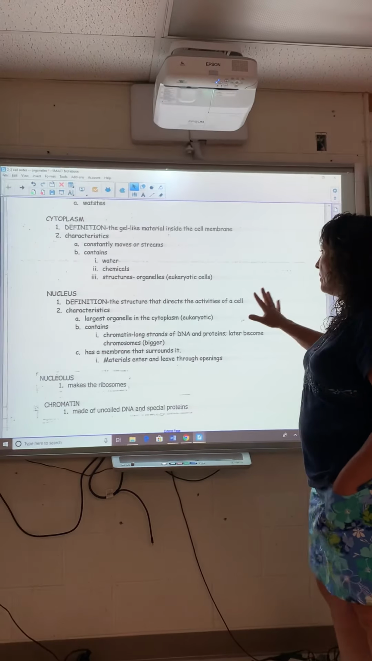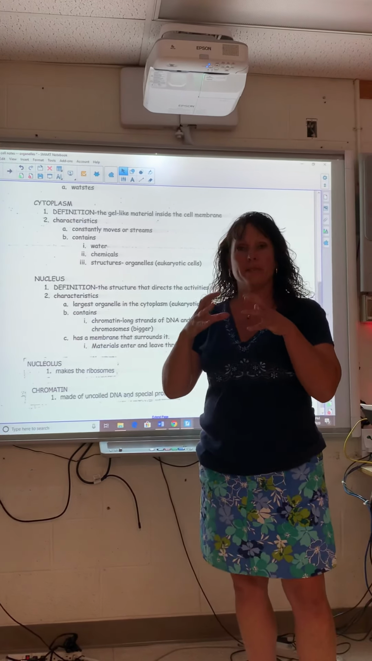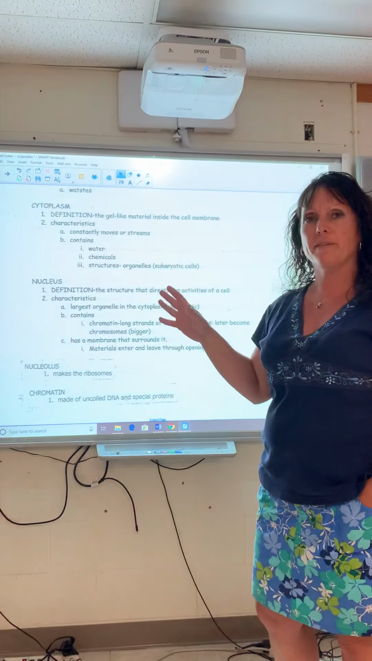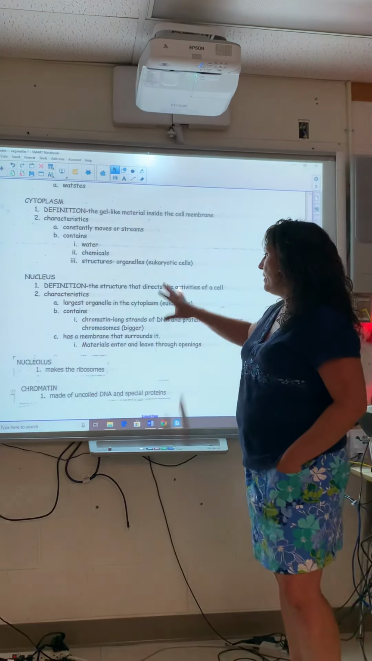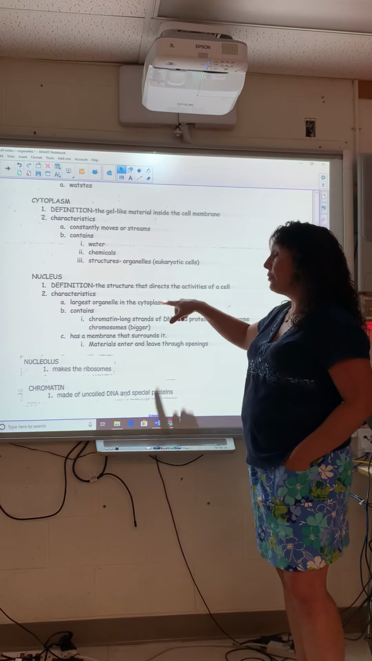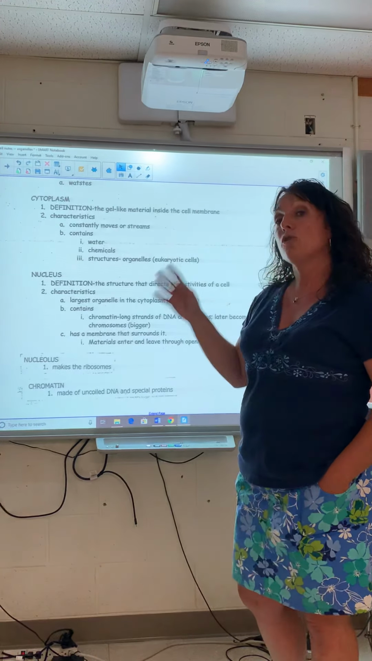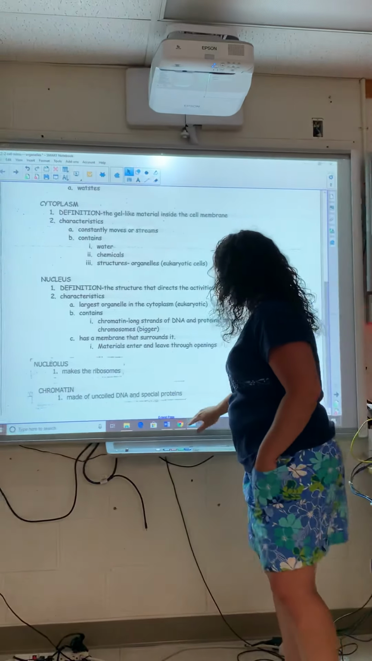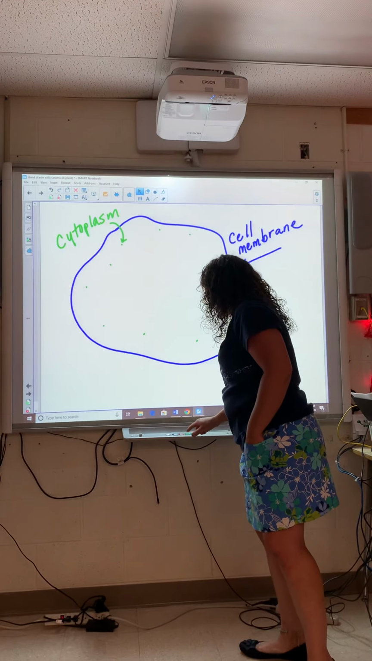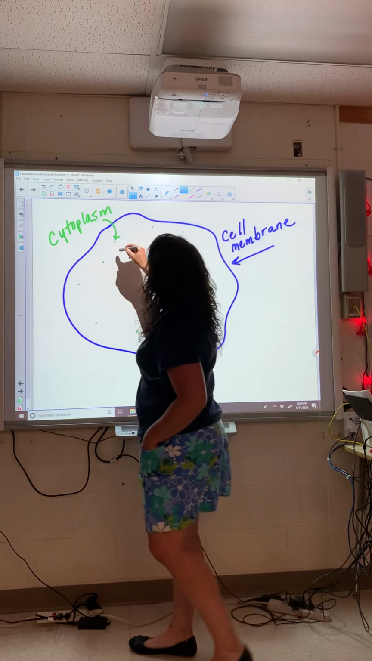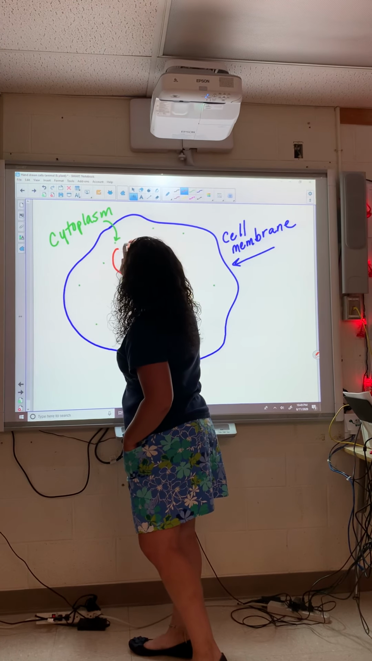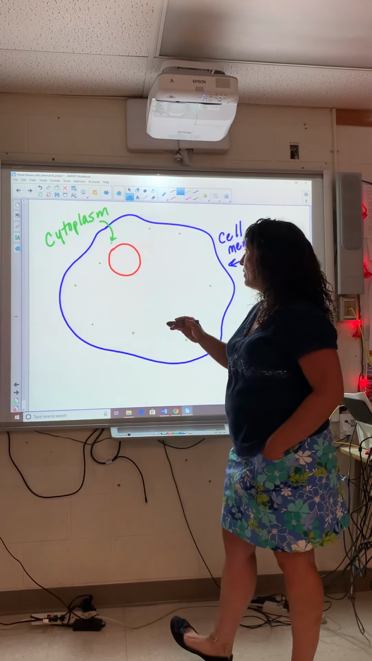Okay, so a nucleus, it's just kind of like the brain of the cell. It directs all the activities within that cell. All right, and so within that, it's the largest organelle within the cytoplasm. So let's go to our drawing, and we're going to identify the nucleus. Okay, and again, no particular place within that.